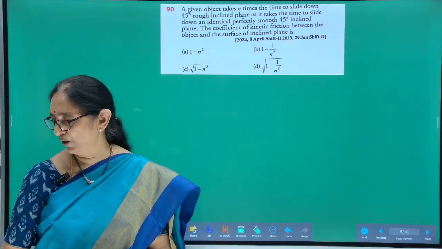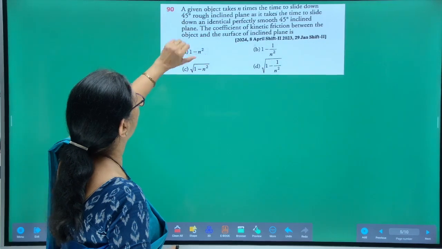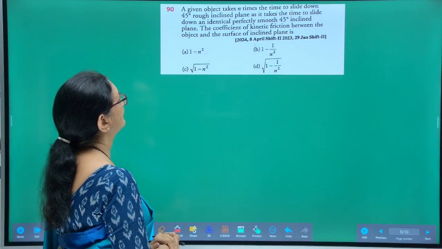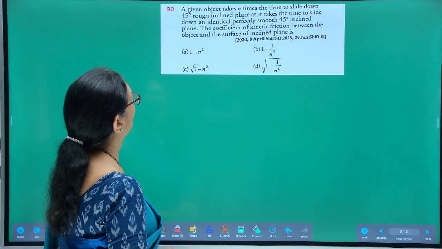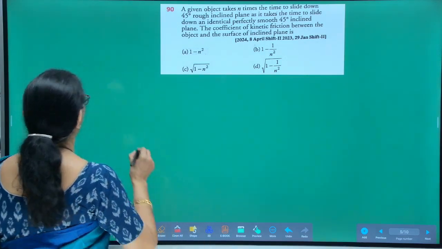A given object takes n times the time to slide down a rough incline when compared to the time taken by it when it is perfectly smooth. Find the coefficient of friction. Look here, I am explaining the problem.